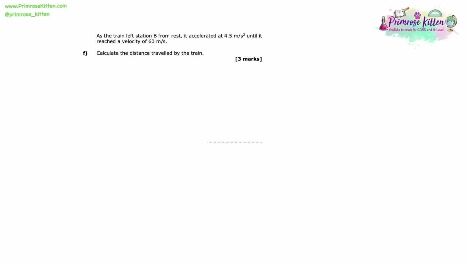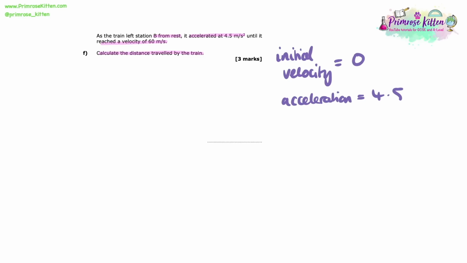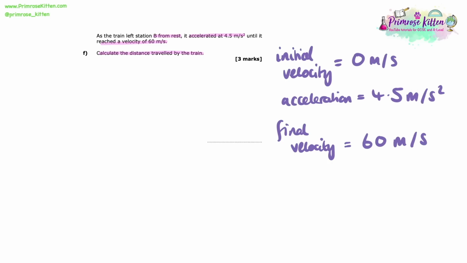As the train left station B from rest, it accelerated at 4.5 metres per second squared until it reached a velocity of 60 metres per second. Calculate the distance travelled by the train. So to do this, let's think about what quantities we know. Here we've got initial velocity is 0 metres per second because it started from rest. The acceleration we're told is 4.5 metres per second squared. And we're told that it ends up with a final velocity of 60 metres per second. And of course, we need to get the distance travelled by this train. So that is our question mark.